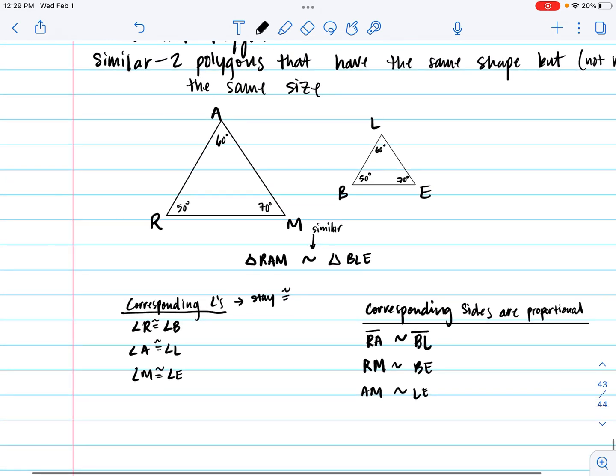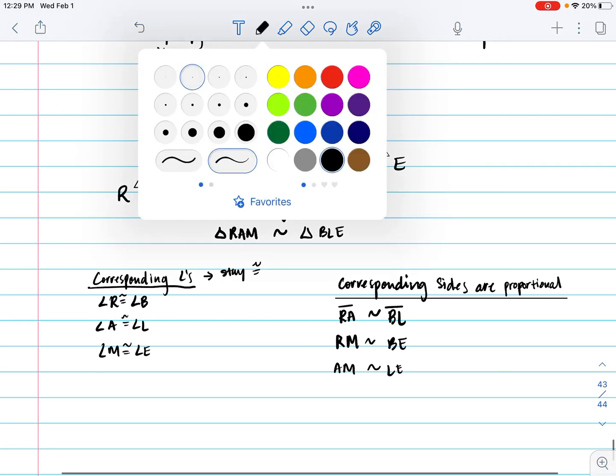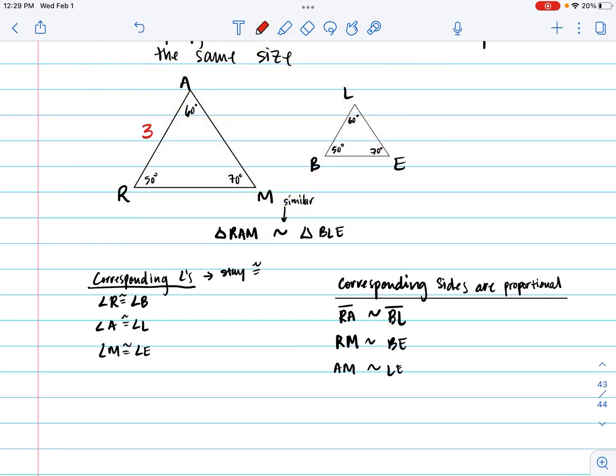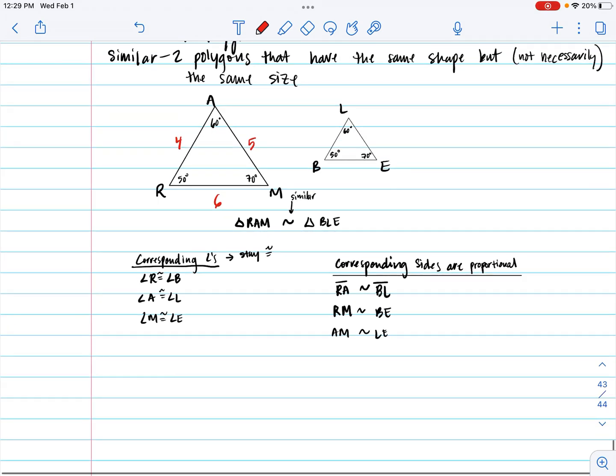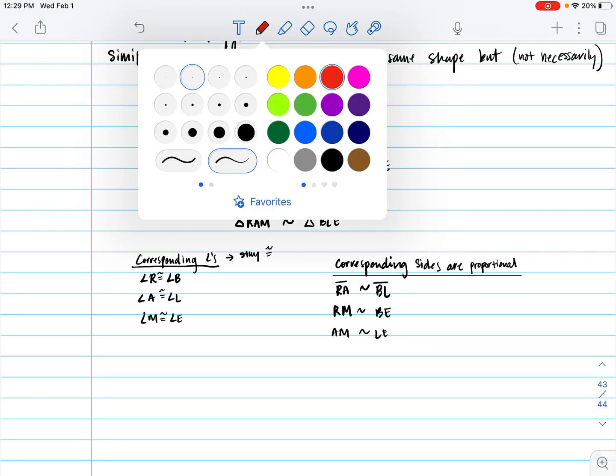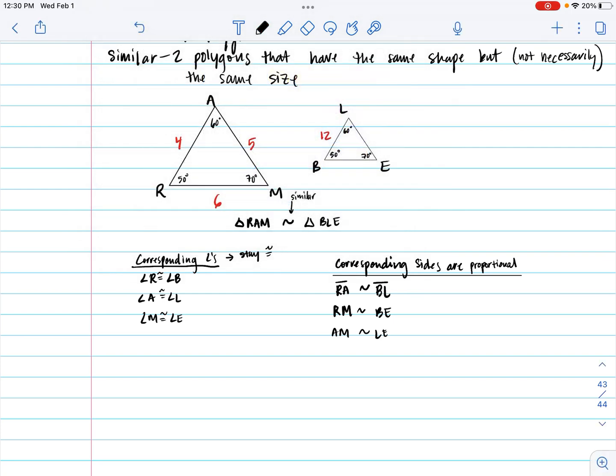Now, if we actually gave measures to this, let's pretend this had a length of 3, this had a length of 4, this had a length of 5. Or let's actually use 4, 5, 6. Now, this is not a true triangle. Well, let's leave it another time. We'll say BL has a length of 12. Okay? And the way we're going to use this information is we are actually going to say this.